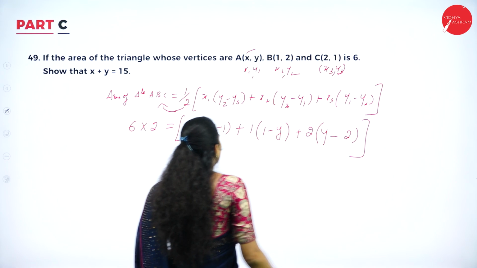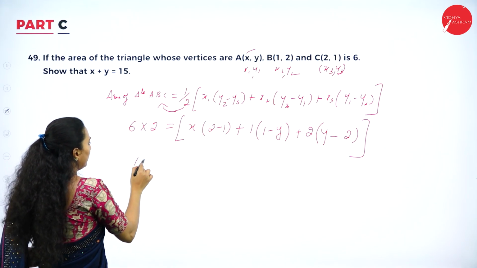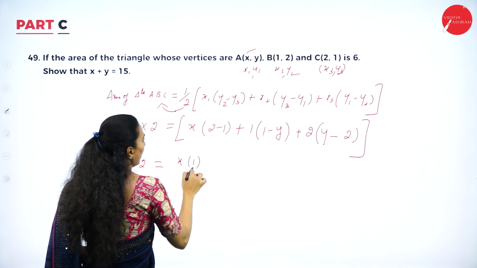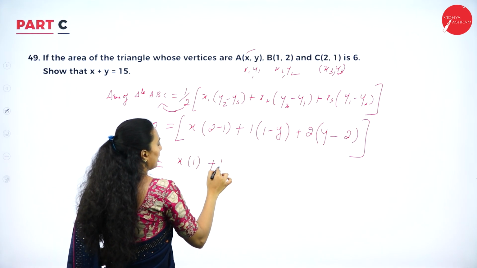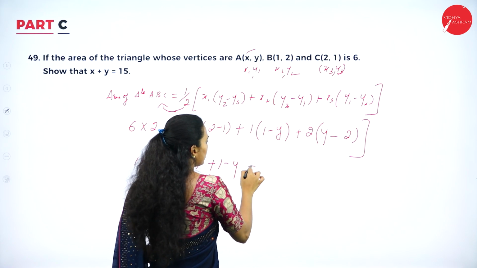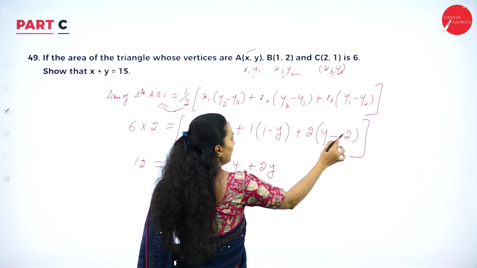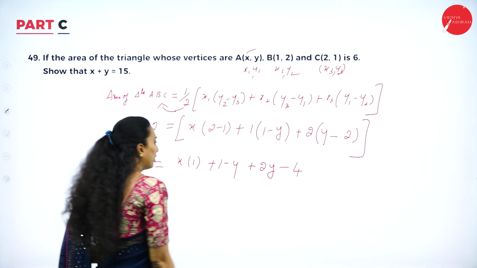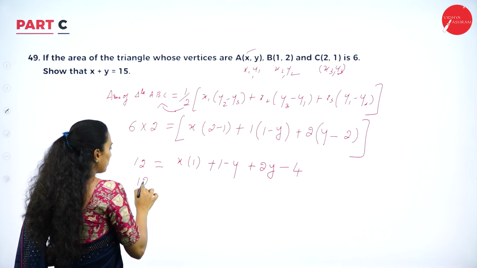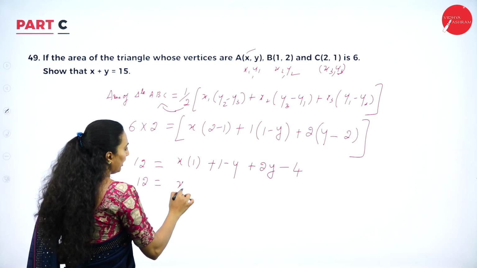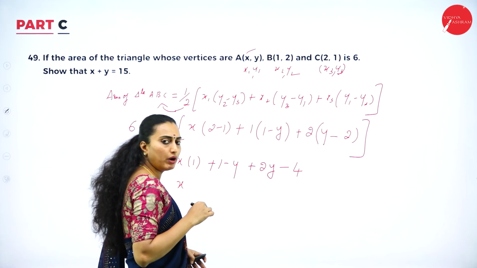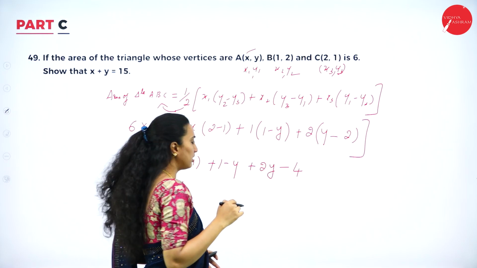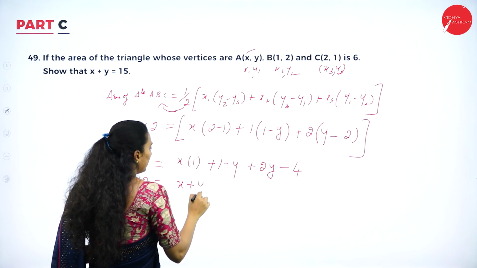That's it. Now 6 into 2 is nothing but 12, which is equal to x into 2 minus 1 is 1. Again 1 into anything will be same, 1 minus y plus 2 into y, 2 into 2 is 4, minus 4, correct. Plus into minus is minus. Now you can solve still here. So 12 is equal to x into 1 is x. See, minus y plus 2y is nothing but plus y. 1 minus 4 which is minus 3. So x plus y minus 3.